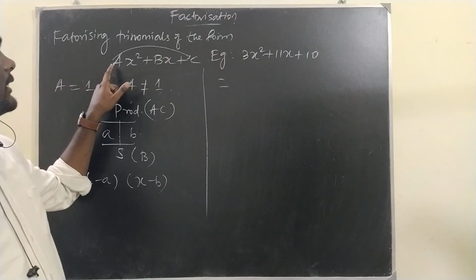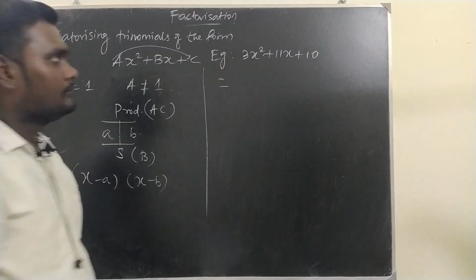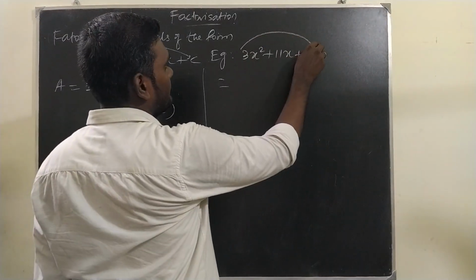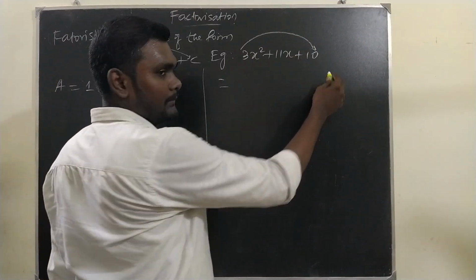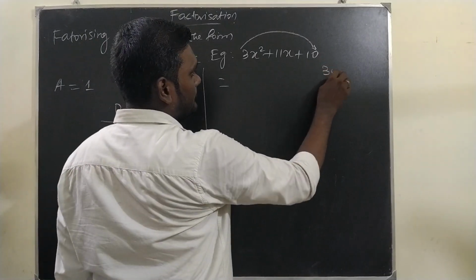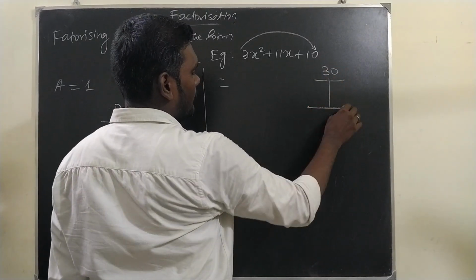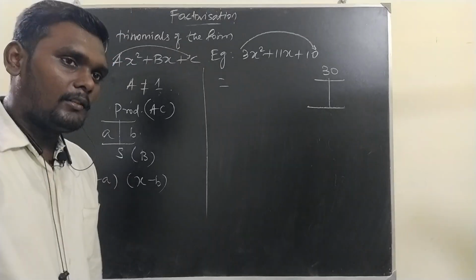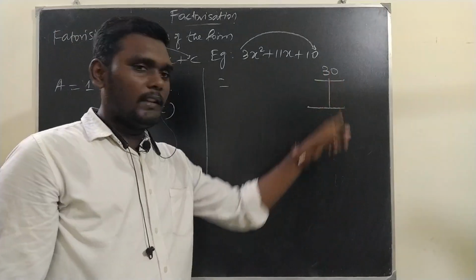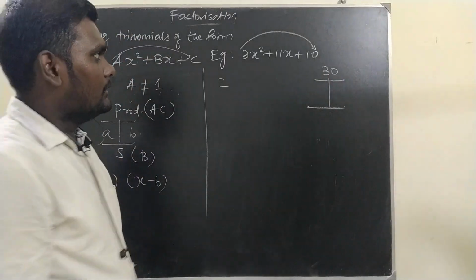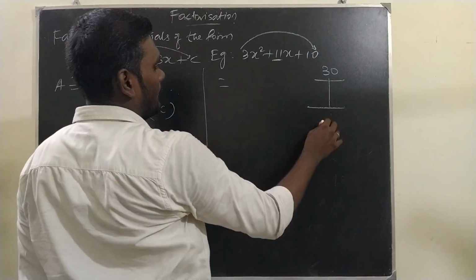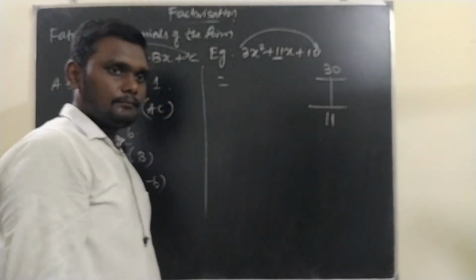As I told you before, first you have to multiply A with C. So 3 times 10 is how much? 30. Put one big I. This method is called the I method, right? And the sum should be the middle number, 11.